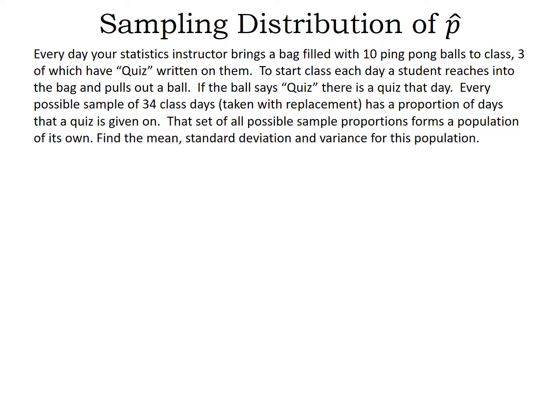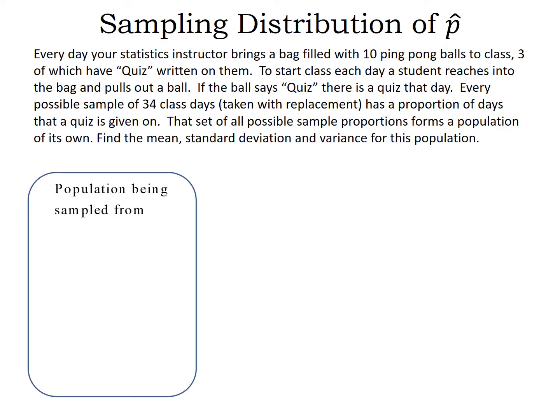So every possible sample of 34 class days has a proportion of days that a quiz was given on. Okay, so that's our p-hats. And if we look at the set of all possible sample proportions, all the p-hats, all the things that could happen, you're going to have a population of its own. And again, we want to find the mean, standard deviation, and variance for this population.